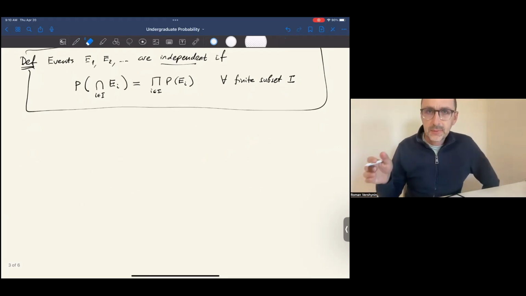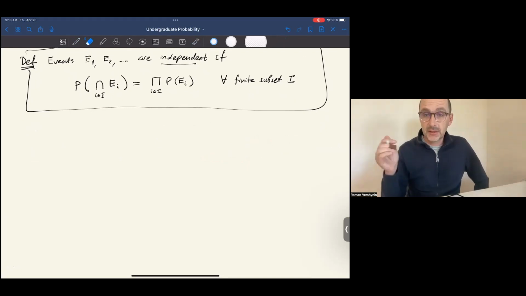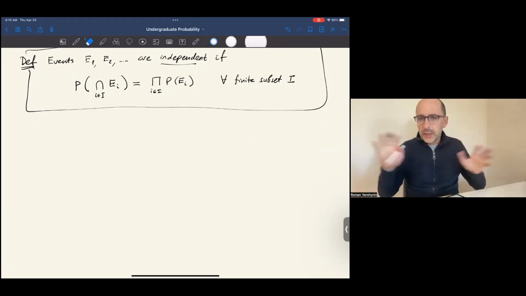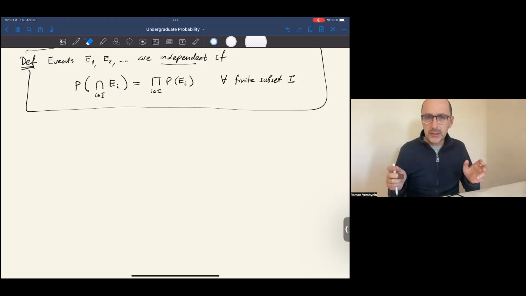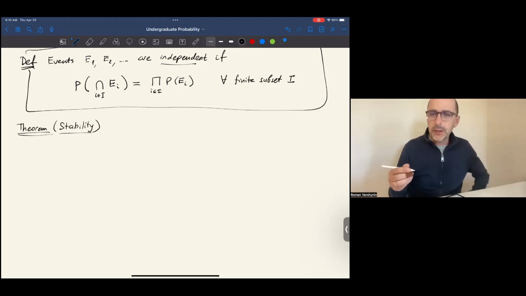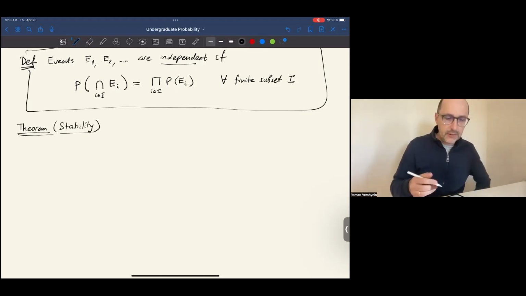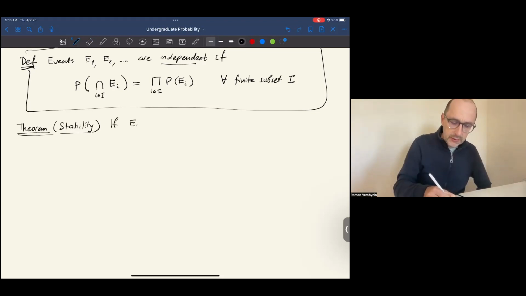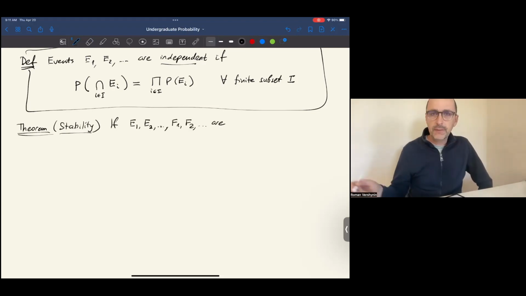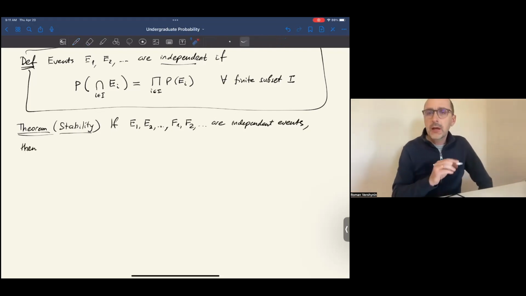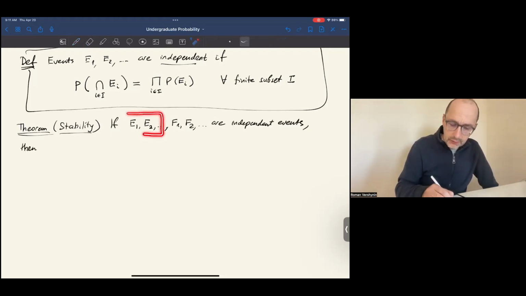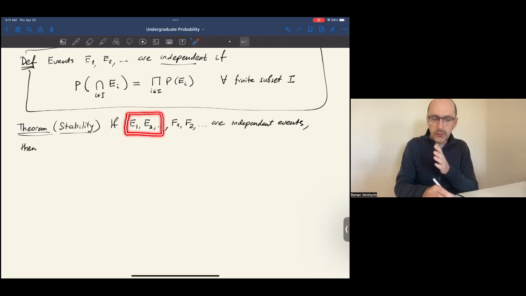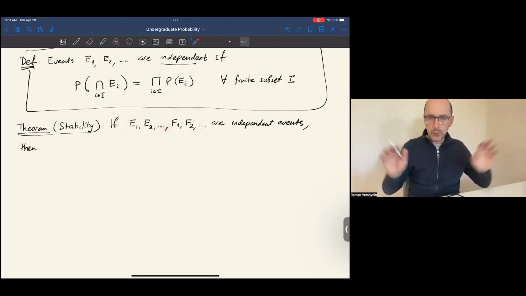An important property of independence is stability. It says that you can make any operations on independent events and they still remain independent. More precisely, if we look at the collection of events E1, E2, E3, and so on, and F1, F2, F3, and so on, and if all these events together are independent, then whatever operations you do on the events E1, E2, E3, and whatever operations you do on events F1, F2, F3, these will be still independent.